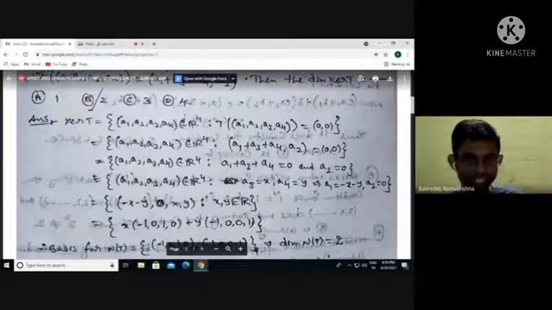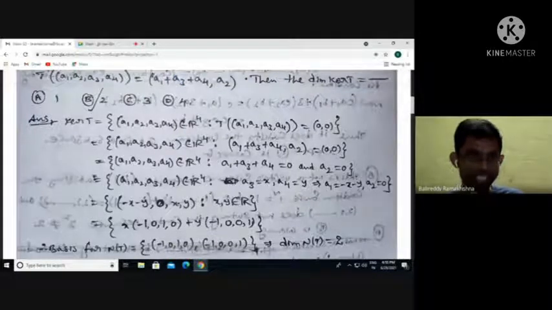From this we get the a1 value: a1 is equal to minus x minus y. Already we have a2 equal to 0. Now substituting these values in the coordinates, we get the set of all (minus x, minus y), a2 equal to 0, a3 equal to x and a4 equal to y, such that x, y belong to R, the real numbers.